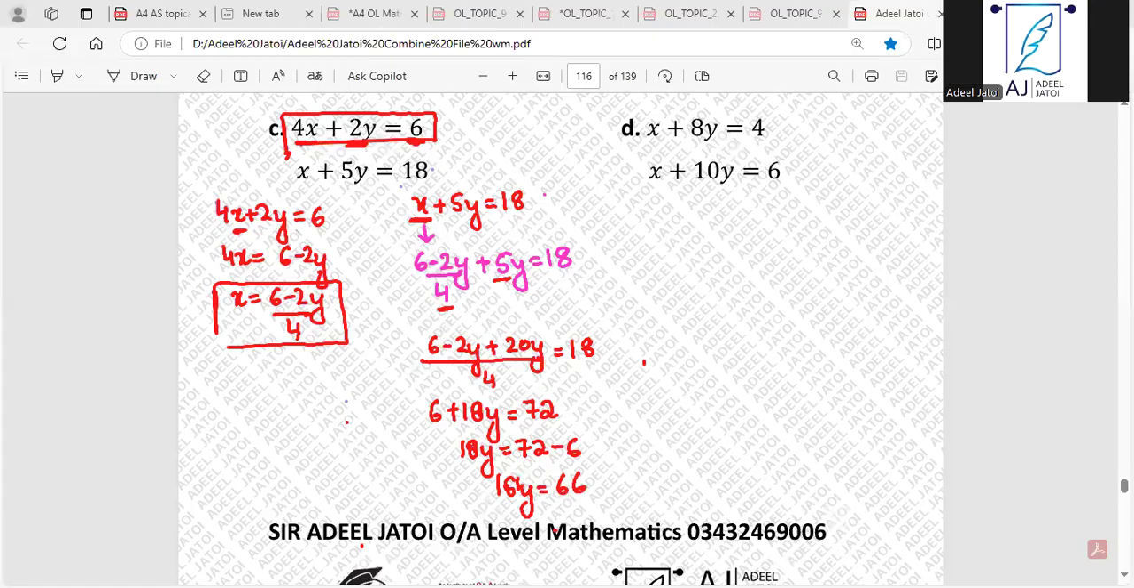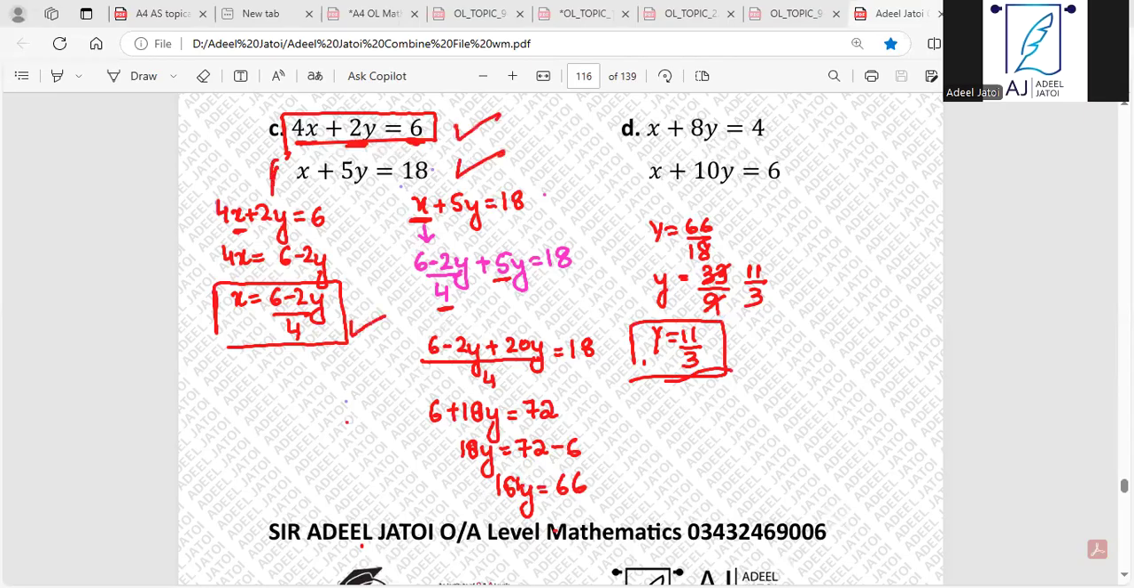So what we have is y is equal to 66 upon 18. So y will be 33 upon 9. This will be 11 upon 3. So the value of y is 11 upon 3. Now when you know that y is 11 upon 3, we can easily find out the value of x. We can use this equation, or this equation.